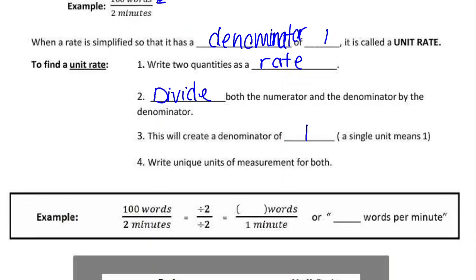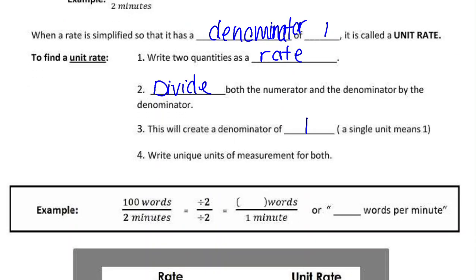So let's look at the example that we had from above. So we had 100 words every 2 minutes, and my goal is to create a unit rate. I want to know how many words per 1 minute. So I can take this and I can divide it by 2 because the denominator is 2. And 100 divided by 2 is going to give me 50 words per 1 minute. Remember, we can use that fraction bar as the word per.